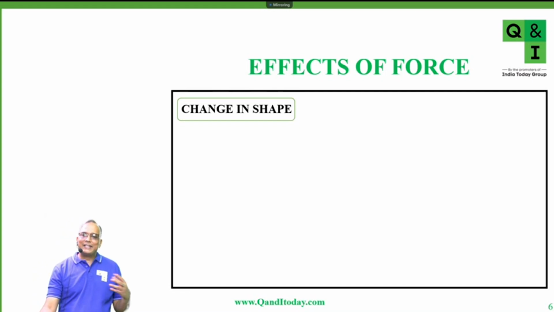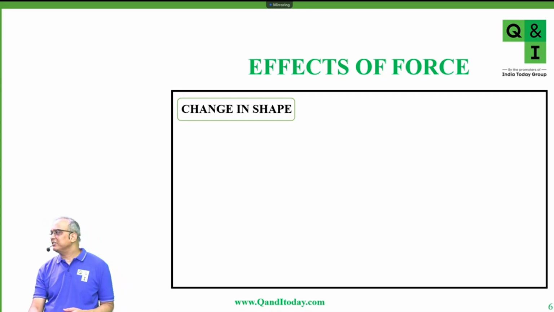Now another effect of force is change in shape. So I'll summarize all these effects as well. So let us first understand all these effects one by one. So change in shape. So how does the shape change?